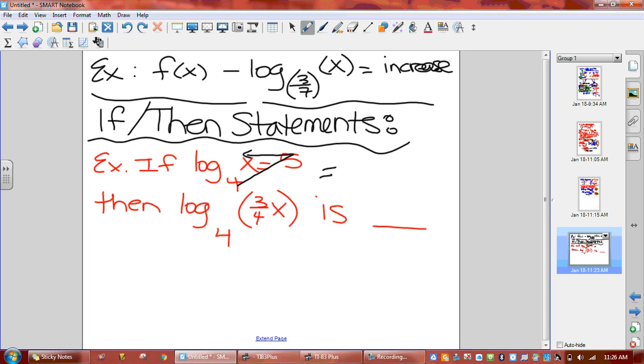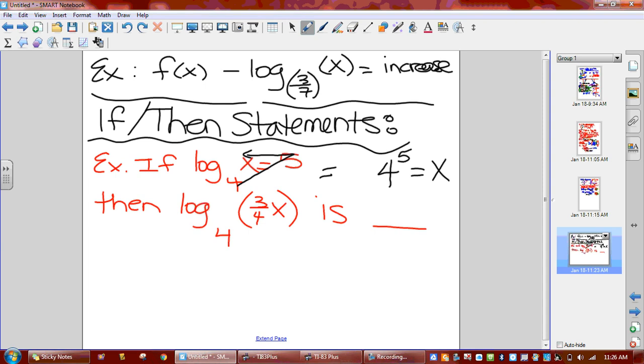That means that 4 exponent 5 is going to equal x. That's the 7 rule. The base stays the base, the answer becomes the exponent, and the x is called the argument. It now becomes the answer. So these two things, the x and the 5, switch places basically when you get rid of the word log. That's all that happens. The word log disappears and the x and 5 trade places. Now we're going to solve 4 exponent 5.